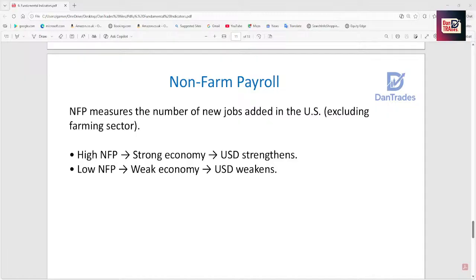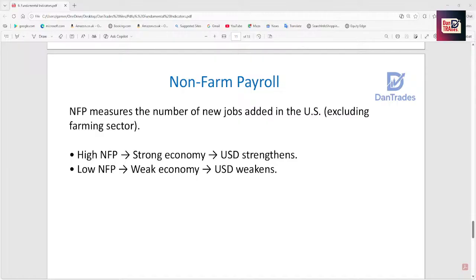Now let's continue with our non-farm payroll. So what does non-farm payroll deal with? It deals with the number of employed people, excluding farmers and government workers. Simple. People don't normally add the government workers, but yes, NFP measures the number of new jobs, or the number of employed people, excluding the farming industry and the government.